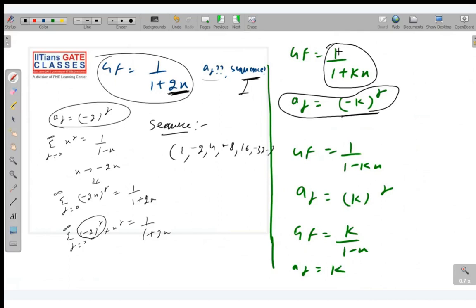So when the generating function is 1 upon 1 plus kx, the numeric function will be minus k power r. When the generating function is 1 upon 1 minus kx, the numeric function will be k power r. When the generating function is k upon 1 minus x, the numeric function was k. I think you already know, we studied this a few slides back.